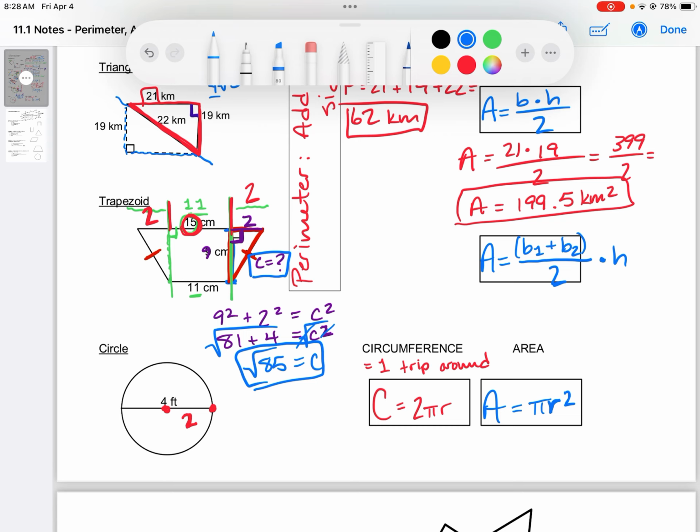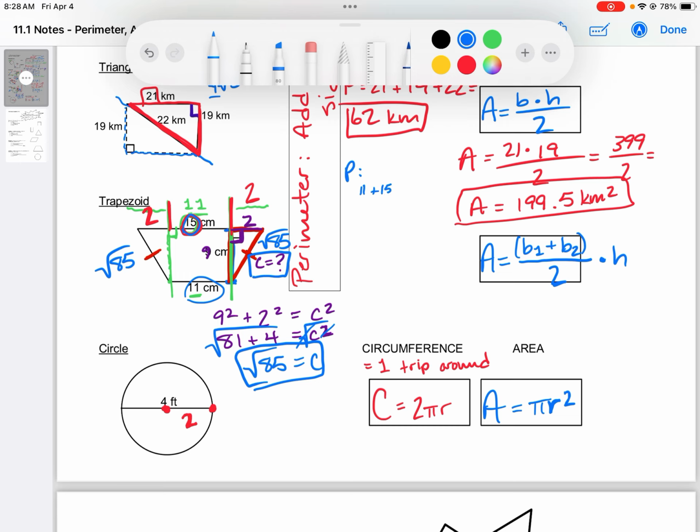Now, that is just what c is, okay? That's not my area or my perimeter. That's just that side. So that means this is square root of 85. This is square root of 85. And then both of these sides are 11 and 15. So I would add those up for the perimeter.